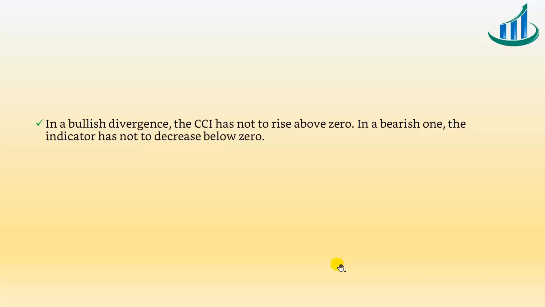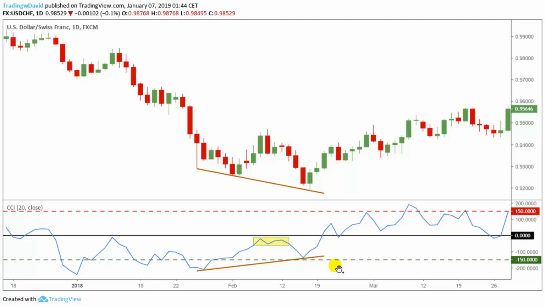In a bullish divergence, the commodity channel index has not to rise above zero. In a bearish one, the indicator has not to decrease below zero. As you can see, with the bullish divergence on the US dollar Swiss franc, the commodity channel index doesn't rise above the zero level.